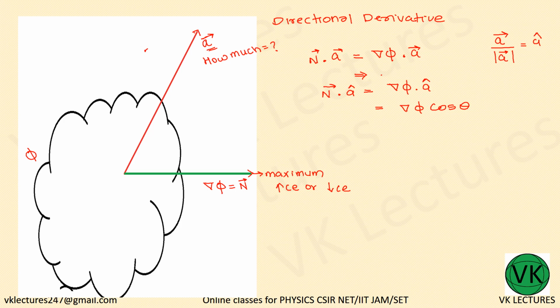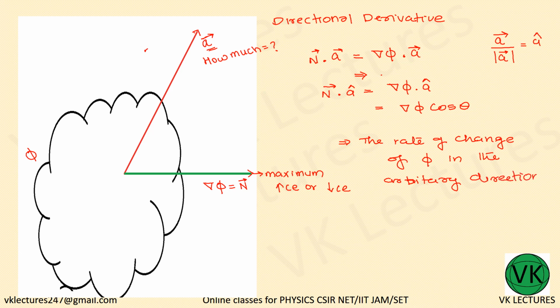Okay, so this gives you the rate of change of phi in the arbitrary direction A, or a cap.